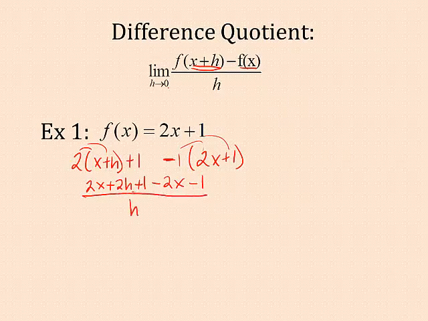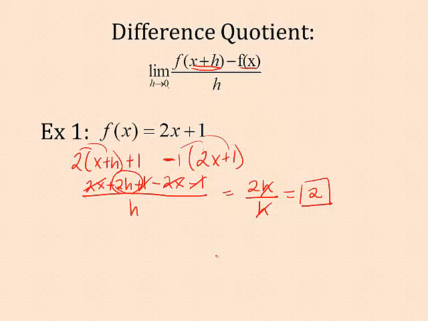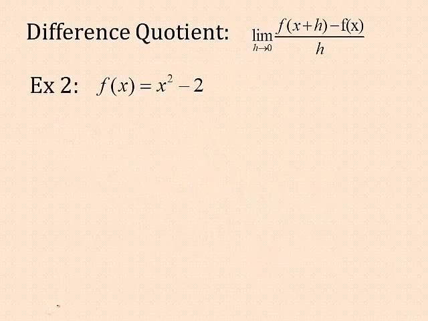Now, combine like terms. See what happens. 2x minus 2x, those will cancel each other out. 1 minus 1 is 0. What I have left is 2h. 2h divided by h. The h's cancel out, and what I have is a 2. That's my answer. Okay, there was no place to plug in 0, but my answer is just a 2. So the limit as h approaches 0 is 2. That's really what your answer is. Okay? Let's try another one.